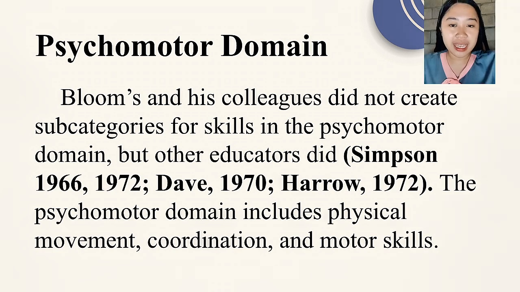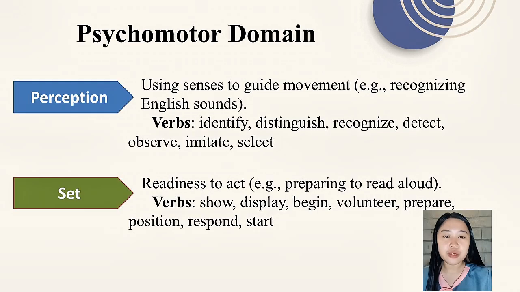In psychomotor domain, Elizabeth J. Simpson 1966, Ravindra Kumar H. Dave 1970, and Anita J. Harrow 1972 created the subcategories for the skills in psychomotor domain. First, we have perception, where students notice correct pronunciation from their teacher using senses. Then we have set. It is the students' readiness to act, their physical preparation to perform a skill.